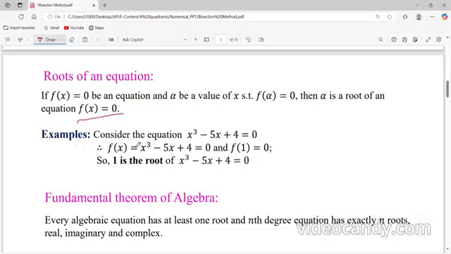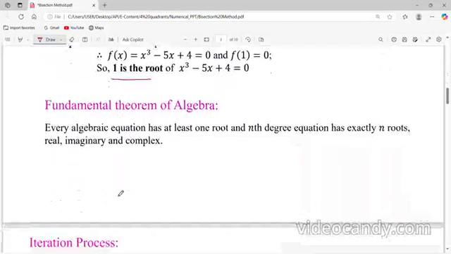Example, consider the equation x^3 - 5x + 4 = 0. Therefore, f(x) = x^3 - 5x + 4 and f(1) = 0. That means 1 is a root of the equation x^3 - 5x + 4 = 0, because the point 1 satisfies the equation, making it equal to 0. So that's why we can say 1 is a root of the equation x^3 - 5x + 4 = 0. Next is the fundamental theorem of algebra.